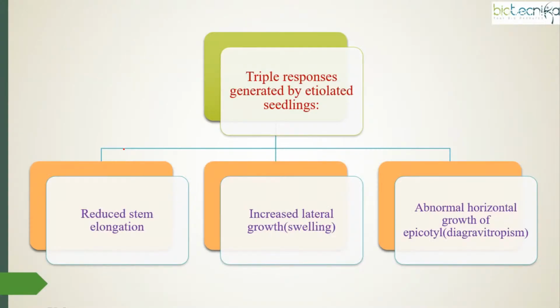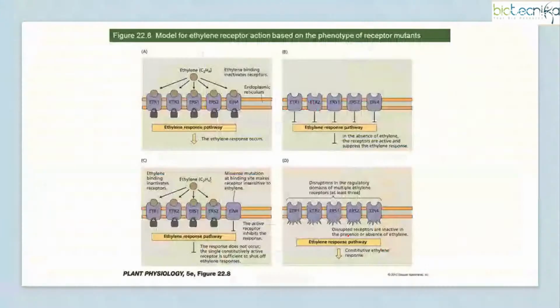Triple responses generated by etiolated seedlings include reduced stem elongation, increased lateral growth, that is the swelling part, and abnormal horizontal growth of the epicotyl. So these are the three features of your etiolated seedling triple response.